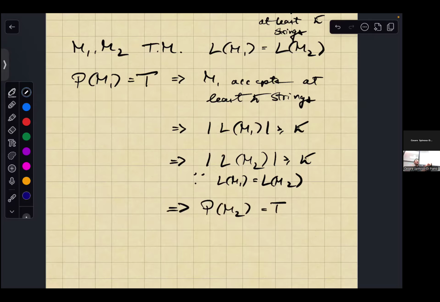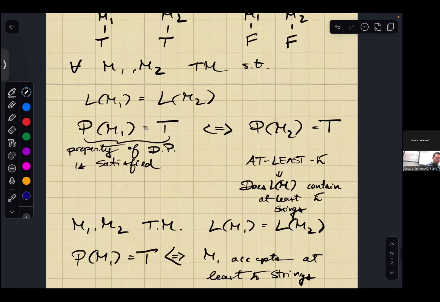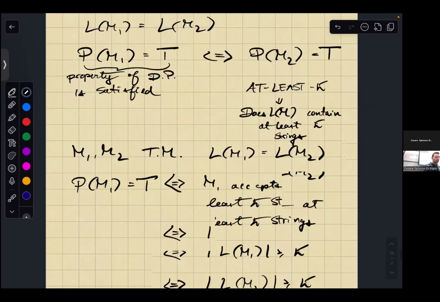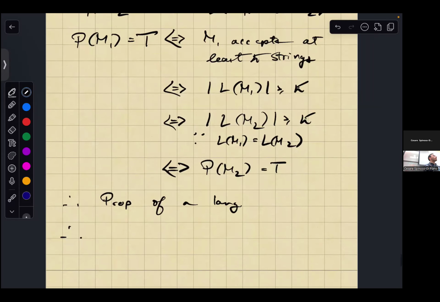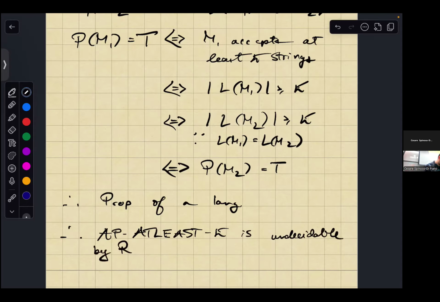And then there actually wasn't anything special about the forward direction. The argument is exactly the same in the backward direction. So really, I have an if and only if, which means that, because I satisfy this propositional statement, I do indeed have a property of a language. So therefore, this is a property of a language. So therefore, at least K AP is undecidable by Rice's theorem. Nice. Thank you very much, Rice.